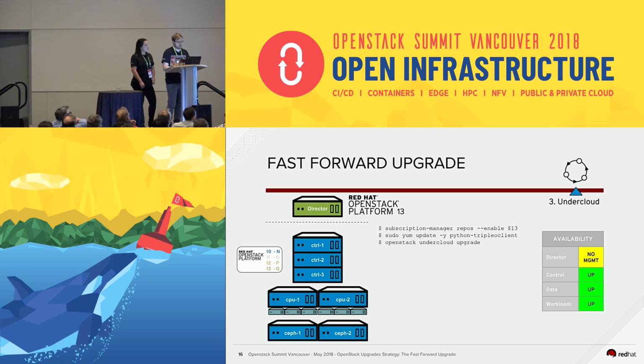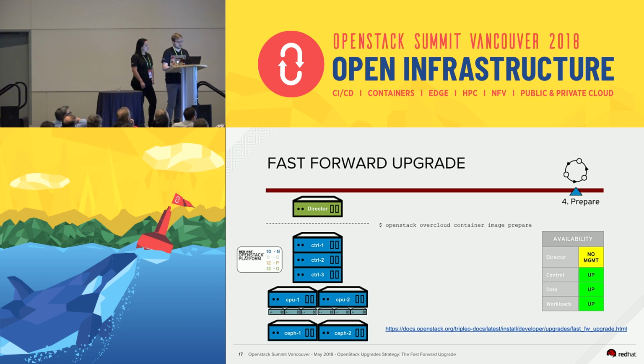Again, no direct management of the overcloud at this point. So now that the director undercloud is upgraded all the way to Queens, it understands what a Queens overcloud looks like. It understands that for a Queens overcloud, we're going to be moving to container-based services. With OSP 12, with Pike, we moved from bare metal services to containerized, making this fast-forward upgrade much more interesting as well.